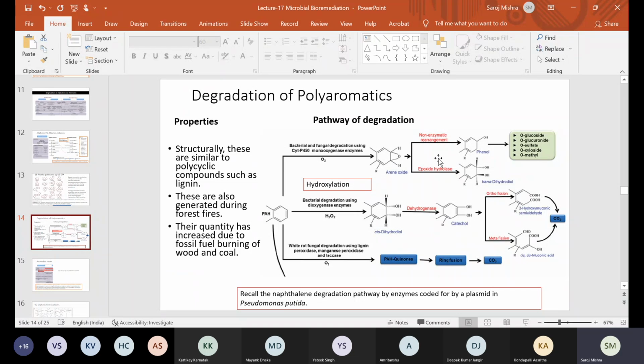So is this clear to everybody? The role of monooxygenases as well as the dioxygenases.